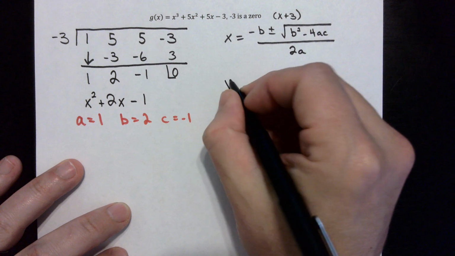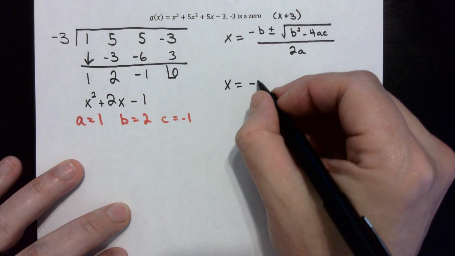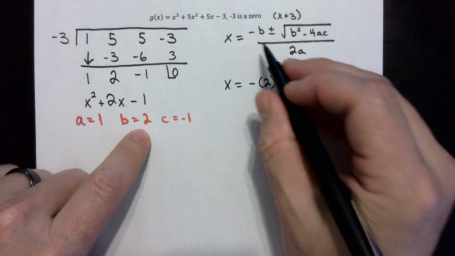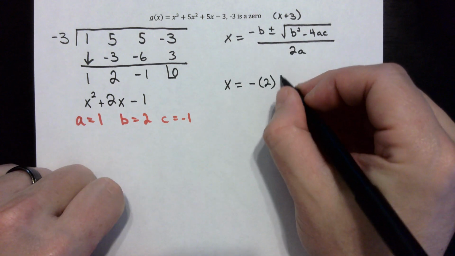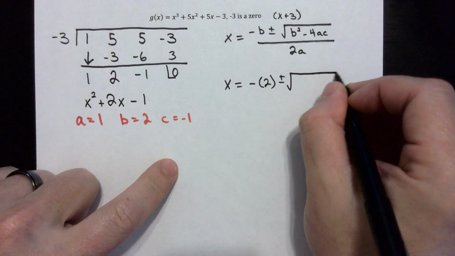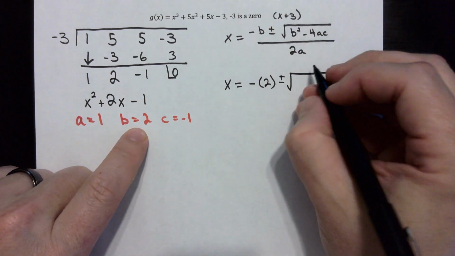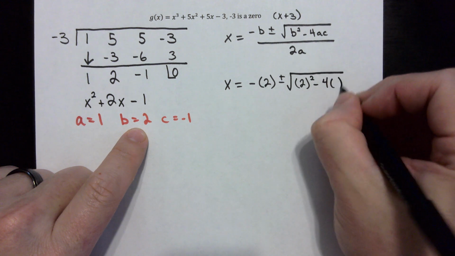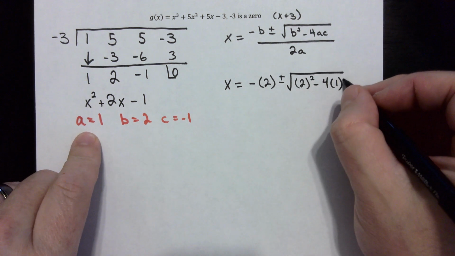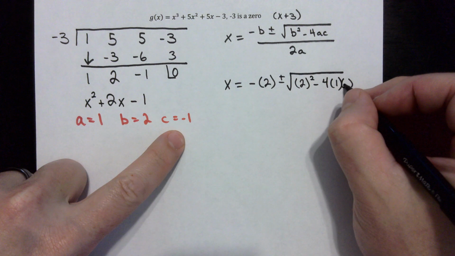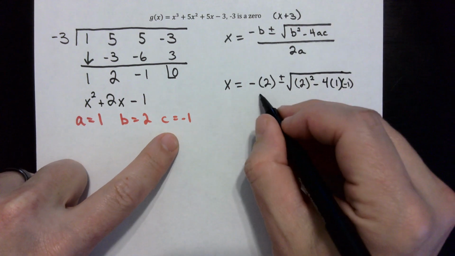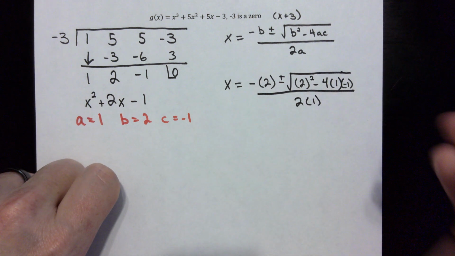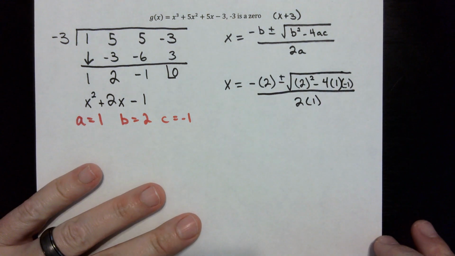Okay, so x is equal to negative b, so negative 2. The negative came from the formula. Plus or minus the square root of b squared, so 2 squared, minus 4 times a, it's 1, times c, negative 1, all over 2 times a, which is 1. Okay, we got the numbers in. Now we need to clean it up.